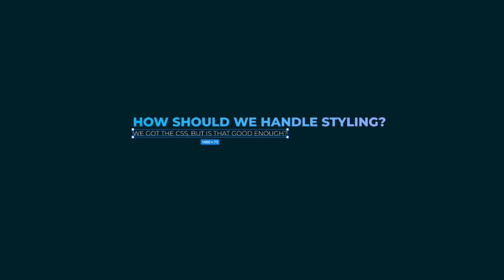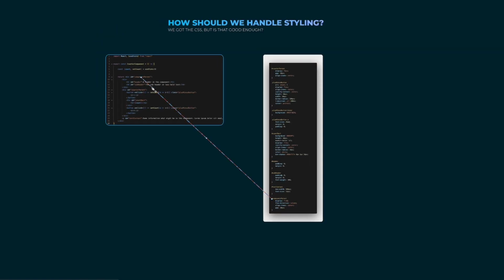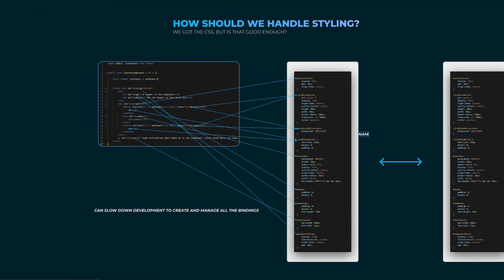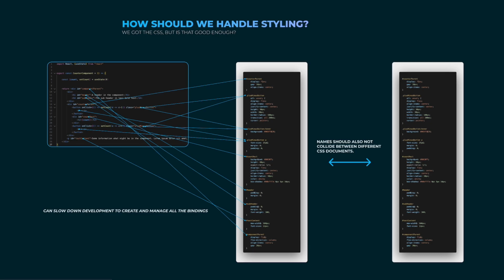When we write components, the styling needs to be bound to the correct elements in the component. Managing that binding can slow down the development because you will need to come up with unique and logical names for all the different stylings. The names also have to not collide with each other. Another problem with CSS files is that they can become quite long and scrolly, which also slow down the development. Are these problems something that can be improved?